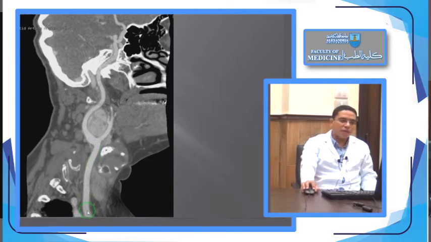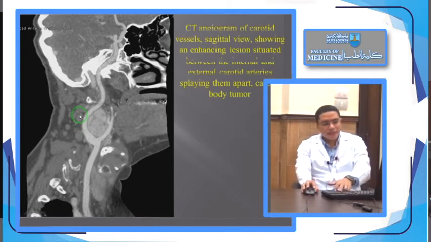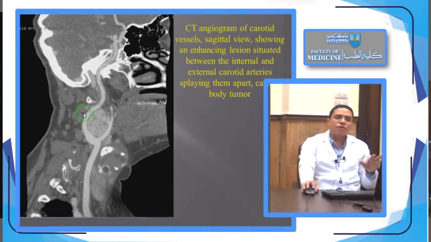taking a good enhancement. This is the common carotid artery, the internal carotid artery going to the brain, and the external carotid artery. And at the bifurcation of the common carotid, there is a lesion here, a structure here, causing splaying of the internal and external carotid apart from each other. So most probably this is a carotid body tumor, and this CT is called CT angiogram.